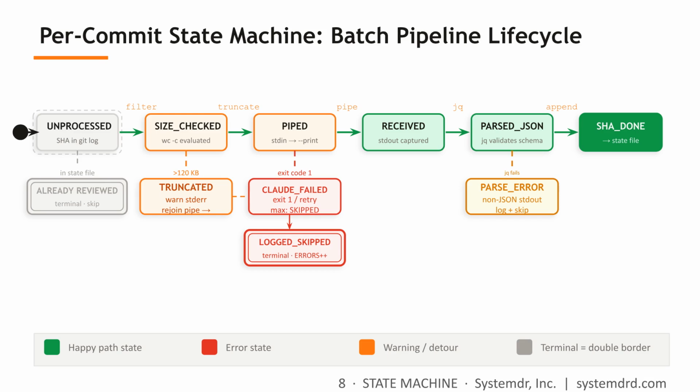The legend at the bottom. Green is happy path. Red is error. Orange is detour or warning. Double border means terminal. The key insight from this diagram: the state file is the checkpoint. Every SHA that reaches SHA done is safe to skip on restart. The pipeline is idempotent by design.